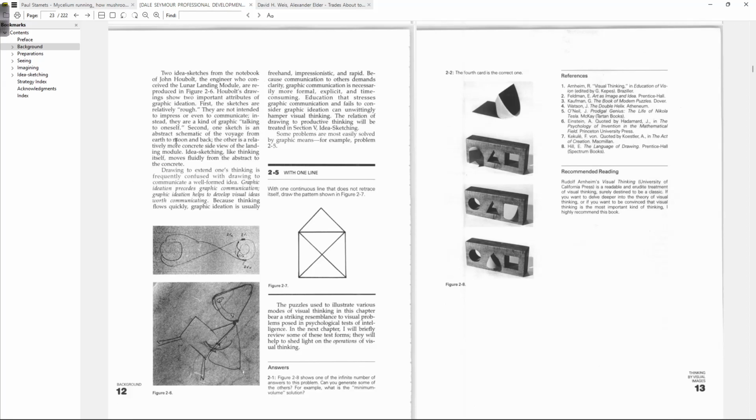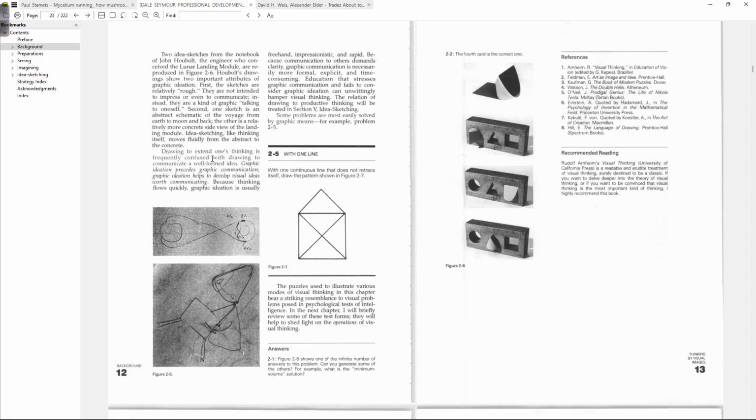Second, one sketch is an abstract schematic of the voyage from Earth to Moon and back. The other is a relatively more concrete side view of the landing module. Idea sketching, like thinking itself, moves fluidly from the abstract to the concrete.